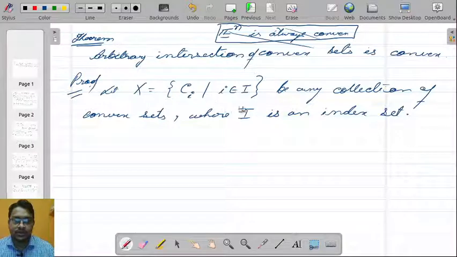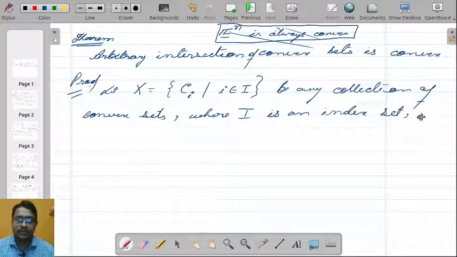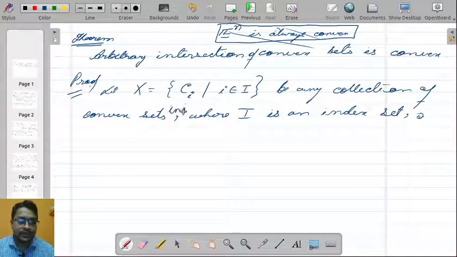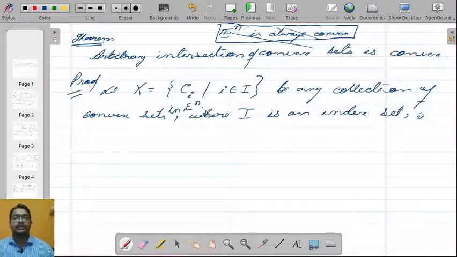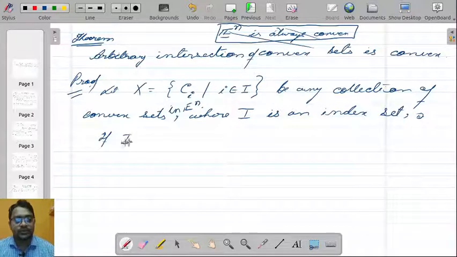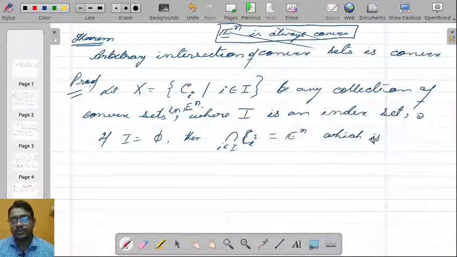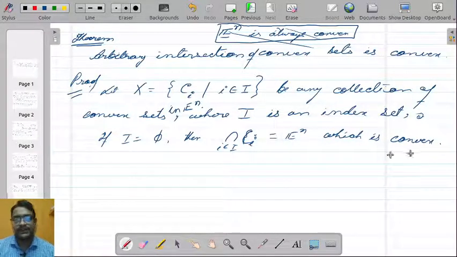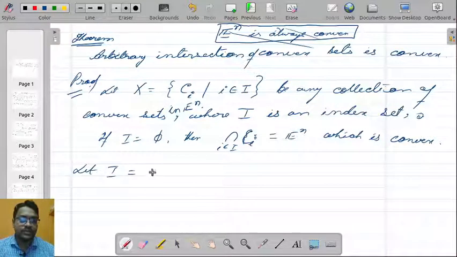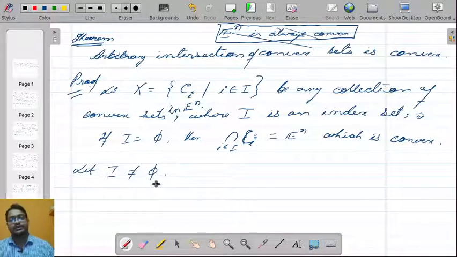So let Ci, where i belongs to capital I, be any collection of convex sets in e to the power n, where I is an index set. If I is equal to phi, then the intersection over i in I of Ci is equal to e to the power n, which is convex. Now let I not equal to phi, meaning we start with a non-empty collection of convex sets.